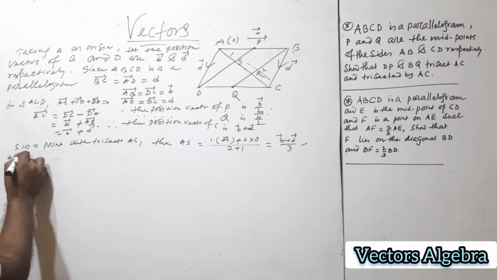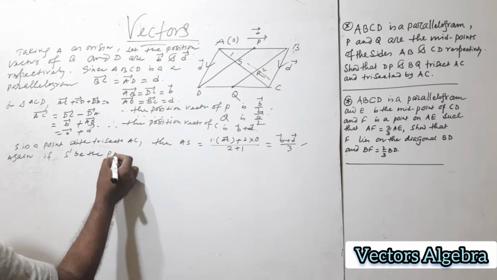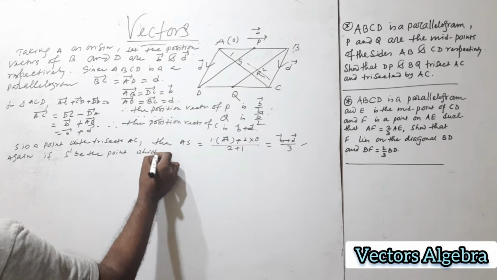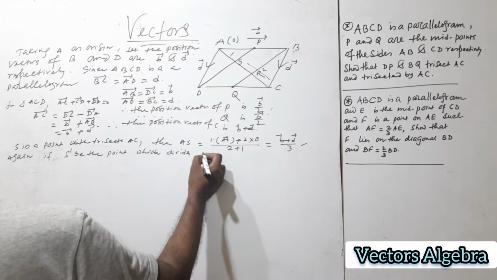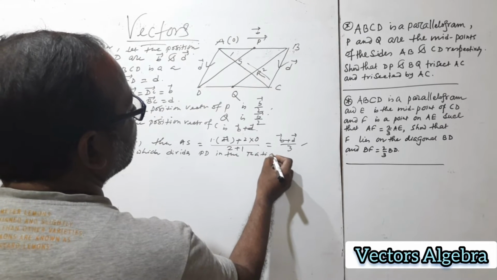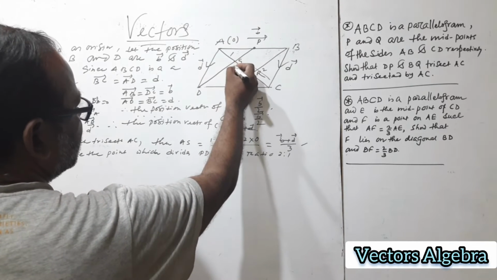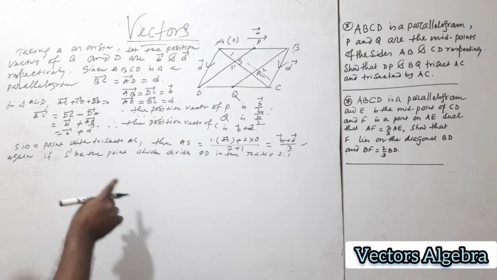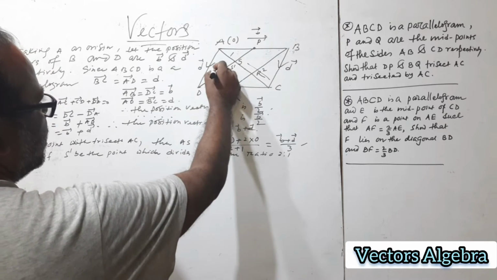Again, let S dash be a point which divides PD in the ratio 2 is to 1. Let us assume this is not the same point, this is another point, S dash. So let us assume S and S dash are not the same point. Now if S dash is the point which divides PD in the ratio 2 is to 1.